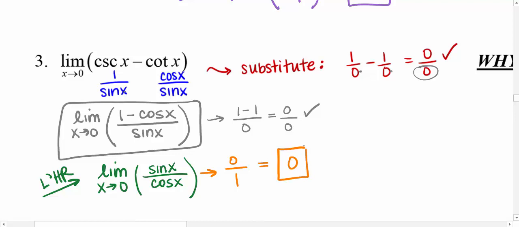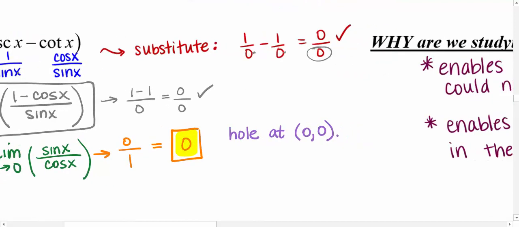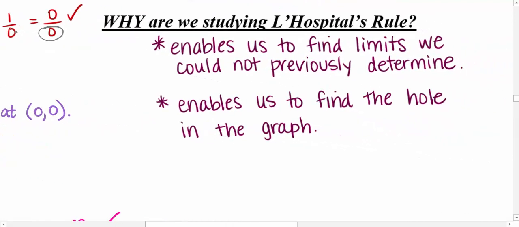And so, yes, this is a coincidence that once again my x value matches my y value. But what this says is that you have a hole, right? So if you can evaluate the limit at that value, it's a hole at (0, 0). And so why are we even studying L'Hopital's rule?